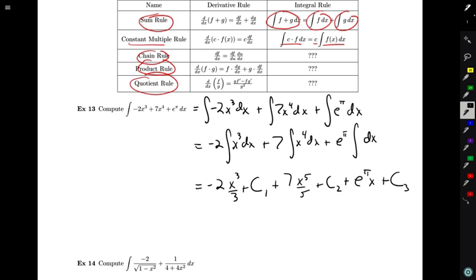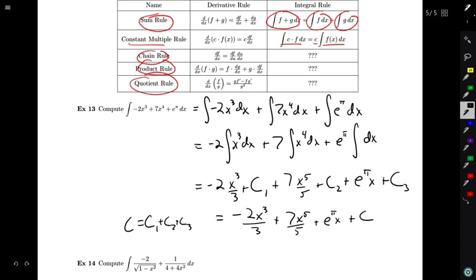Cool. So with all of this, notice that we've kind of written down a c for every term. If we call c1 plus c2 plus c3 c, we can simplify our writing a little bit and write this as minus 2x cubed over 3 plus 7x to the 5th over 5 plus e to the pi times x plus c.